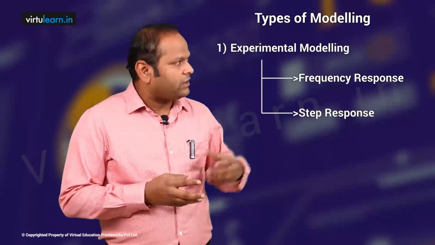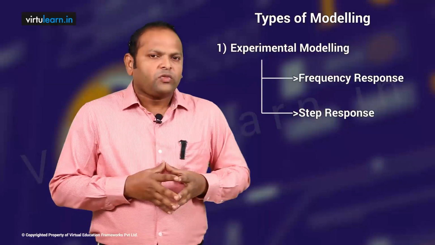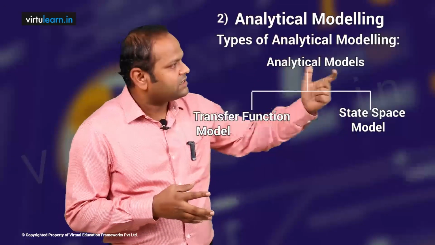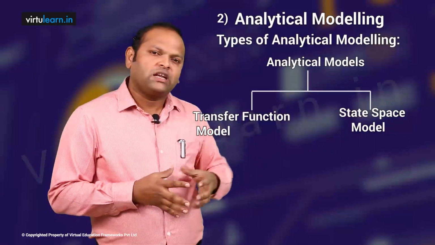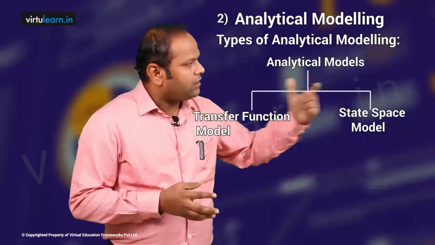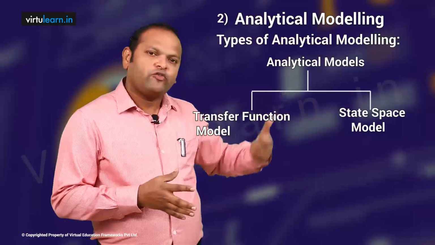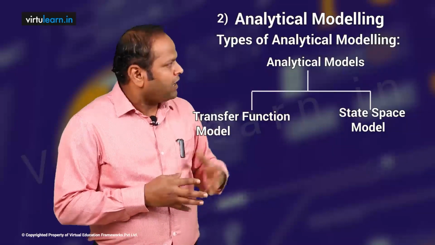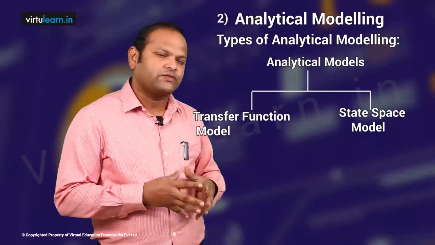Now, we will concentrate on the second one, and you can look at here. In this particular model, we again have a classification. The first one is the transfer function model, the second one is the state space model. The transfer function model is generally called conventional modeling, and the state space model is called modern modeling. In the transfer function case, we again write differential equations or integral differential equations based on the governing laws, convert them into the Laplace domain, the Laplace equivalent, and we find the transfer function of the system.